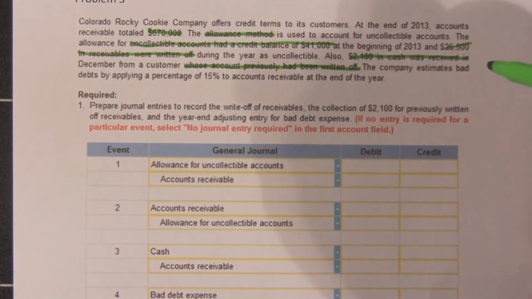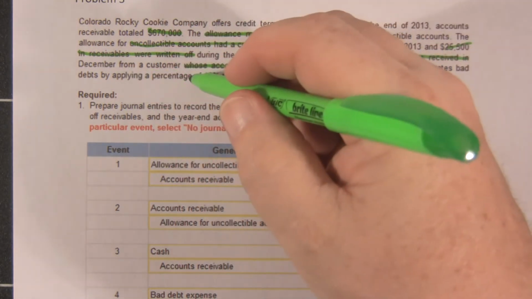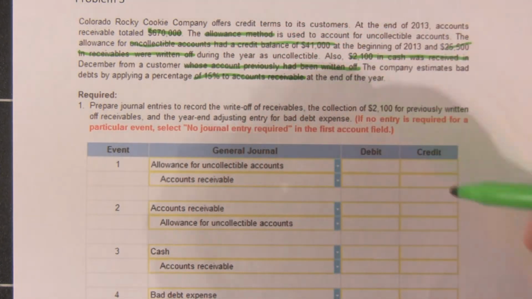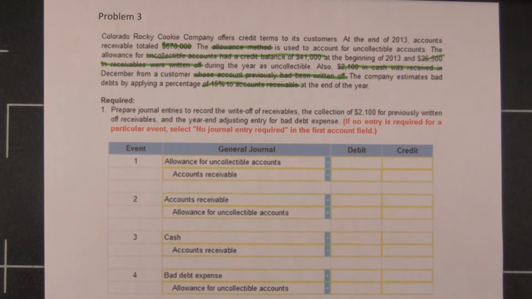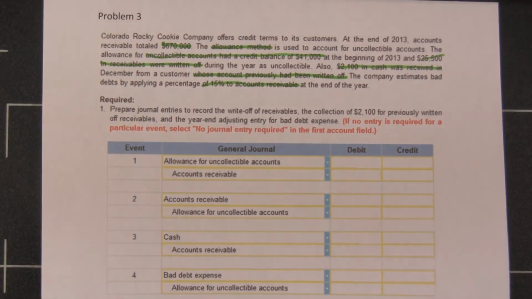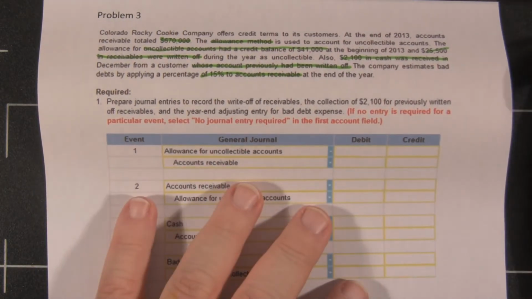The company estimates its bad debt expense by applying a percentage to accounts receivable. So they use the accounts receivable approach. That's the balance sheet approach. So they have to balance the allowance. So we have some figuring to do here, but we'll be okay. Let's just take a look and see what we have to do here. Let me move my paper up so we can work on this.